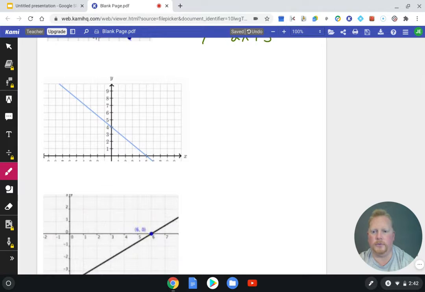Let's take a look at this one. Okay, so where does that hit? It doesn't have the 2 dots already on there, so I have to find the 2 dots. So it looks like it hits there, and not quite there. Looks like it doesn't hit the grid again until right about there. So again, I can tell that my slope is going to be negative.